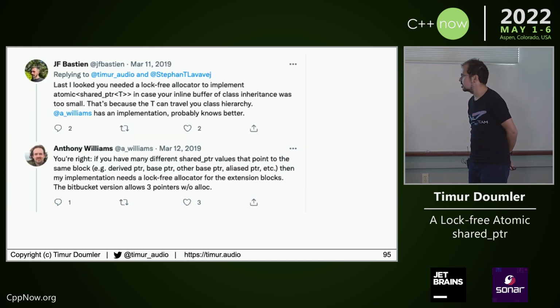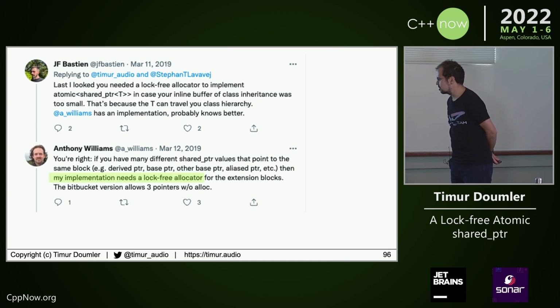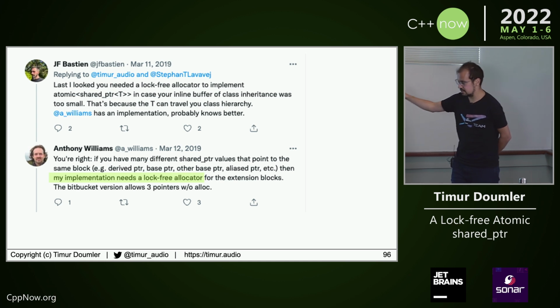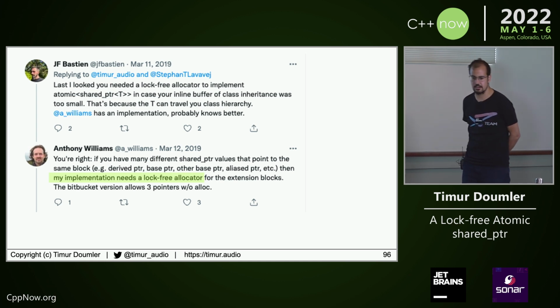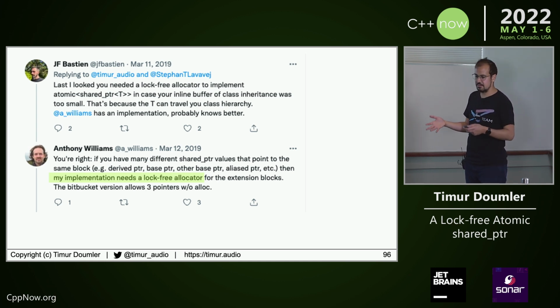And in that same Twitter thread we were talking about, JF actually pointed this out. And Anthony Williams said, yes, my implementation needs a lock-free allocator for these extension blocks, that structure. Otherwise, it's not lock-free. And yeah, it's a bit of a problem, right? Because you might have a lock-free allocator, and it might be possible to do this in your application, but that's not really the case in general. And also that doesn't really fit into the API of shared pointer.